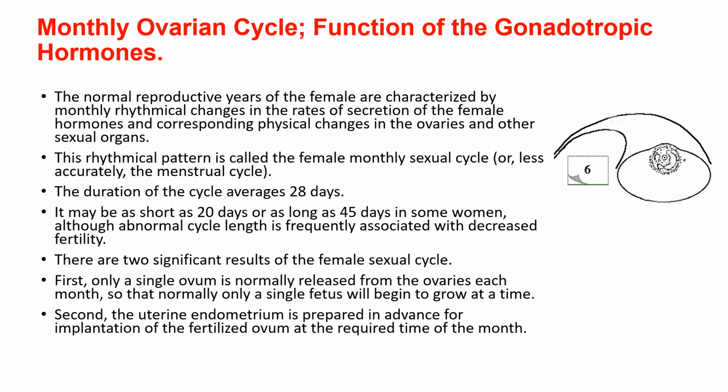There are two significant results of the female sexual cycle. First, only a single ovum is normally released from the ovaries each month, so that normally only a single fetus will begin to grow at a time. Second, the uterine endometrium is prepared in advance for implantation of the fertilized ovum at the required time of the month.